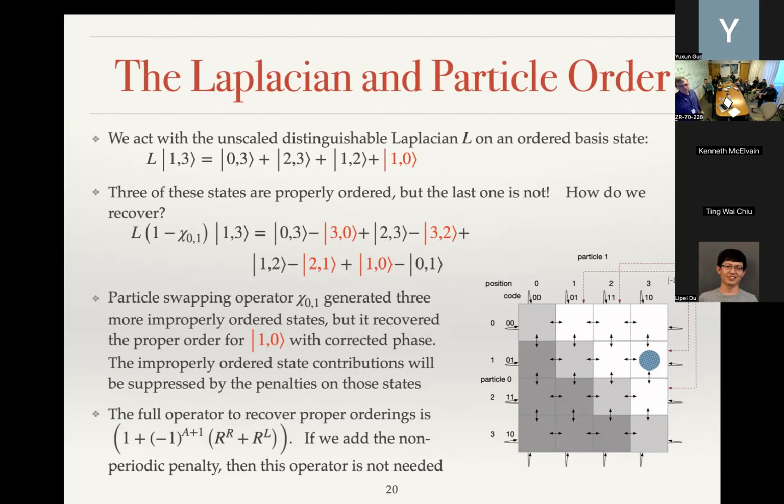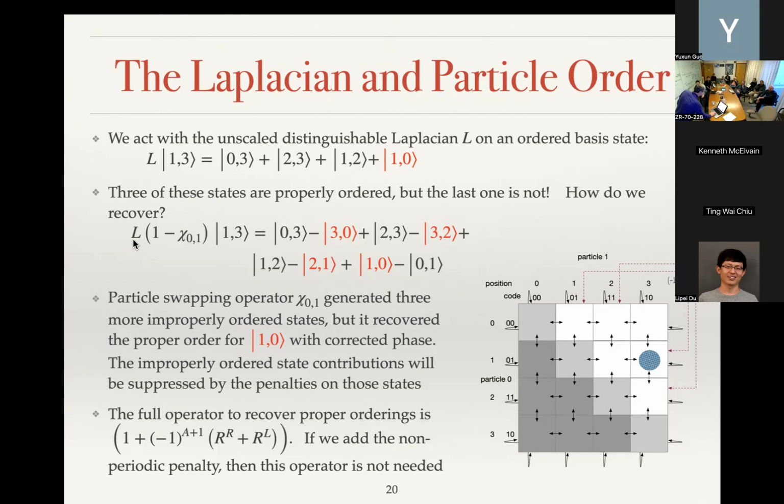So this is making a really simple example. I take my distinguishable particle Laplacian, I apply it to state 1, 3. 1, 3, that's this guy. And it's going to generate contributions to all sides. This one will, of course, wrap. That's here. Right? So the red one's one I don't want, and I want 0, 1 instead.